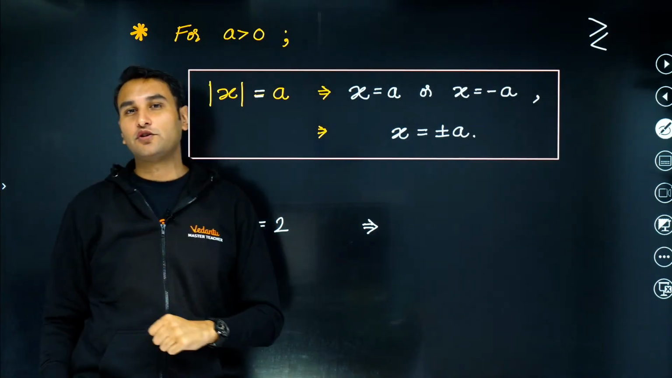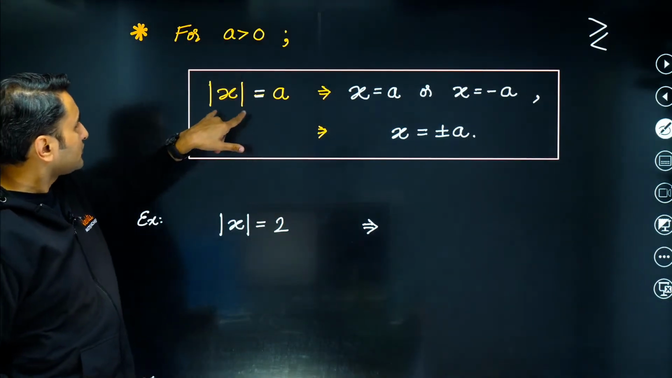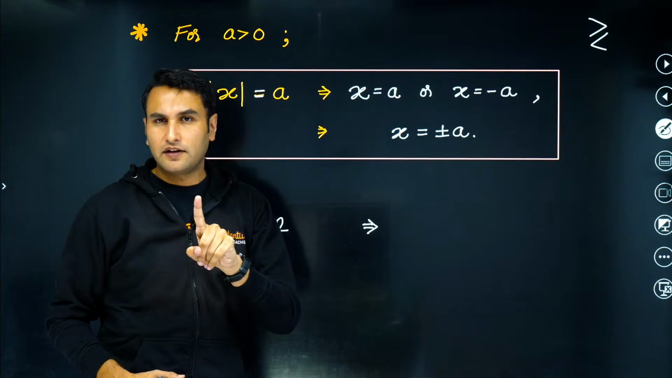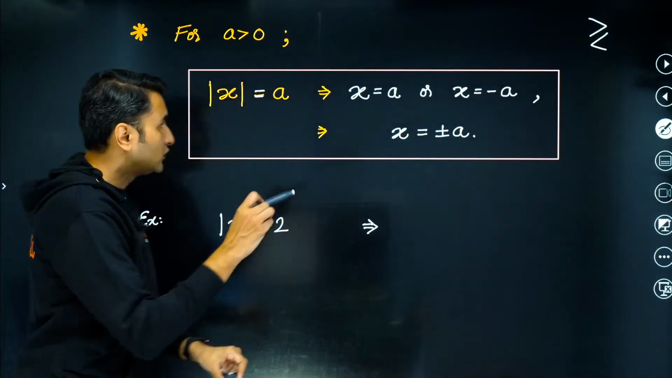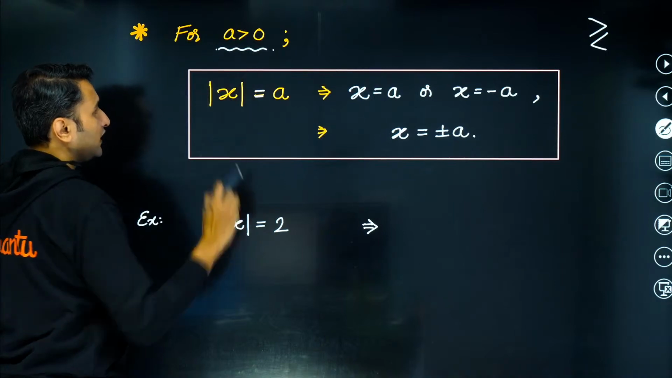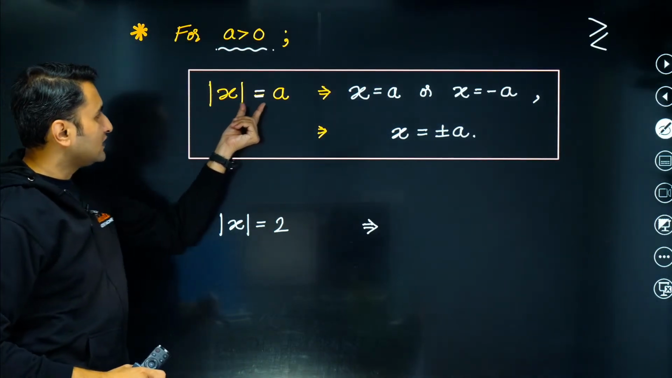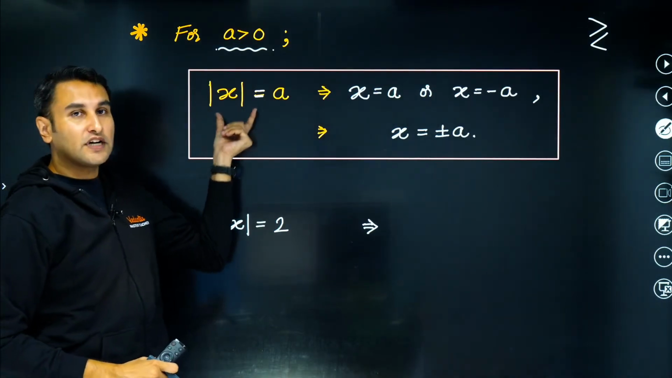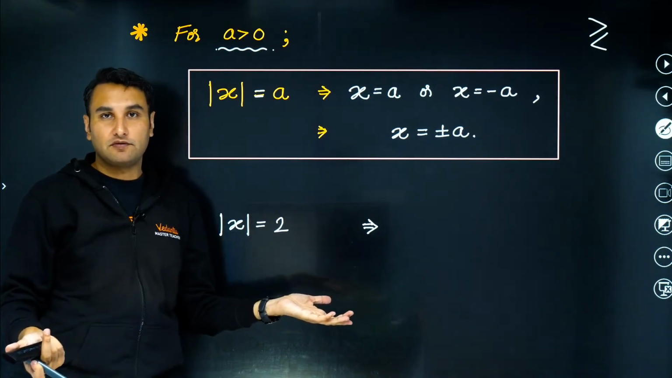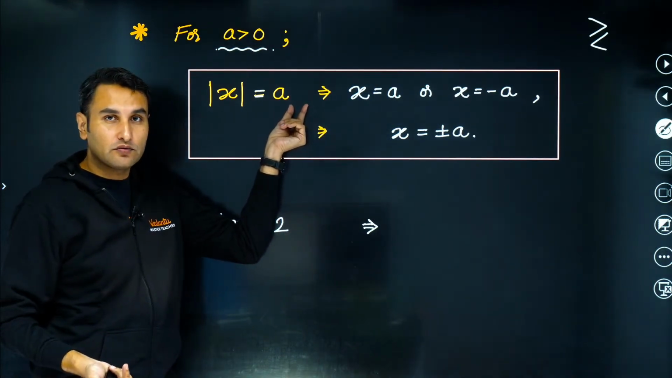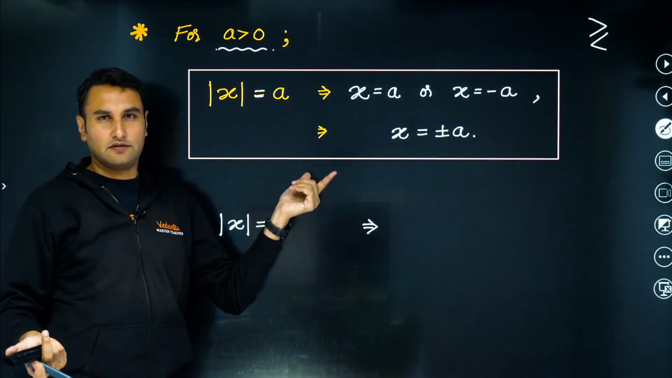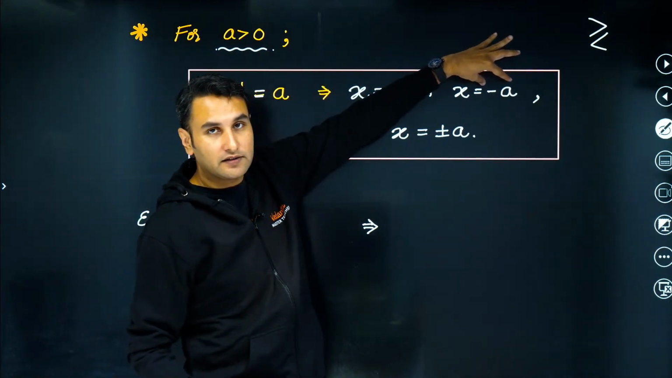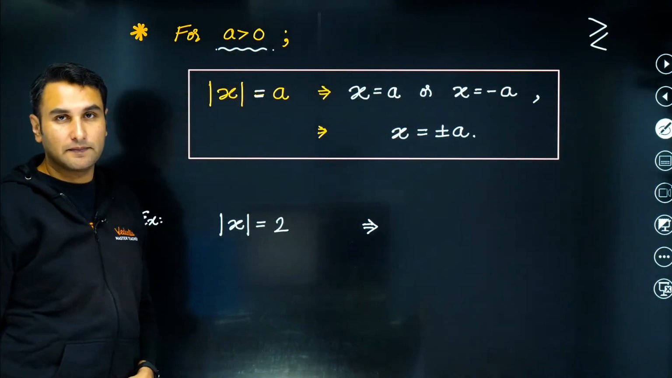What is this concept? Note it down in your notebooks. It says mod x is equal to a. Hey, wait. If mod x is equal to a, can a be negative? So you need to define. A is positive because modulus of x is equal to a number. Since modulus is always positive, what it is equal to has to be positive. Mod x cannot be equal to minus 2. Mod x equal to 2? Yeah, correct. So mod x equal to a implies x is either a or x is equal to minus a. In other words, x is equal to plus minus a.